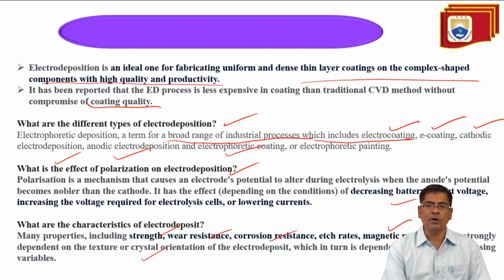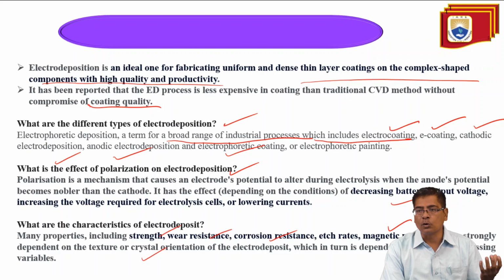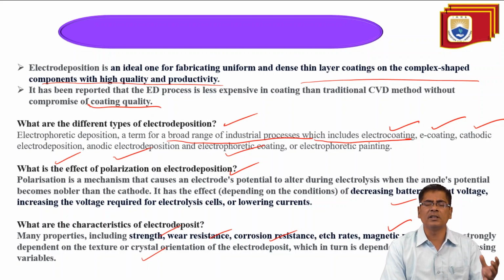So electrodeposition has many properties, including strength of the deposit, that is the strength of the film that is grown, wear resistance, corrosion resistance, the etching rate, and the magnetic properties, depending upon the crystal orientation of the electrodeposit, which is dependent on all the processing variables. So these are some of the characteristics of electrodeposition.